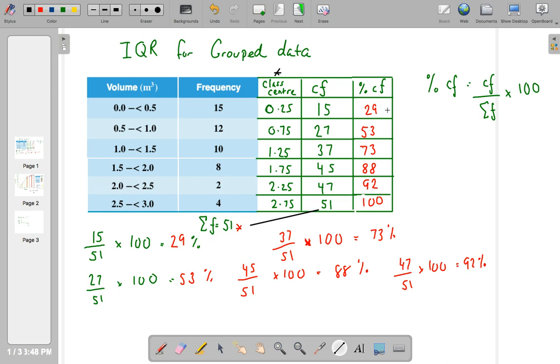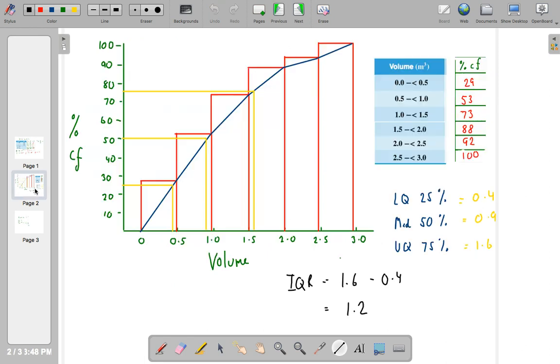Then, and this is the new bit for today, or one of the new bits, is the percentage cumulative frequency. All right? So, percentage cumulative frequency, you put the cumulative frequency divided by the sum of the frequencies times 100. 15 divided by 51 times 100. 27 divided by 51 times 100. 37 divided by 51 times 100, and so on. And you get your percentage cumulative frequencies. Then, on your graph, you're graphing the groups against the cumulative frequencies. And you can see I've drawn that graph there, and then bottom left, top right, etc.